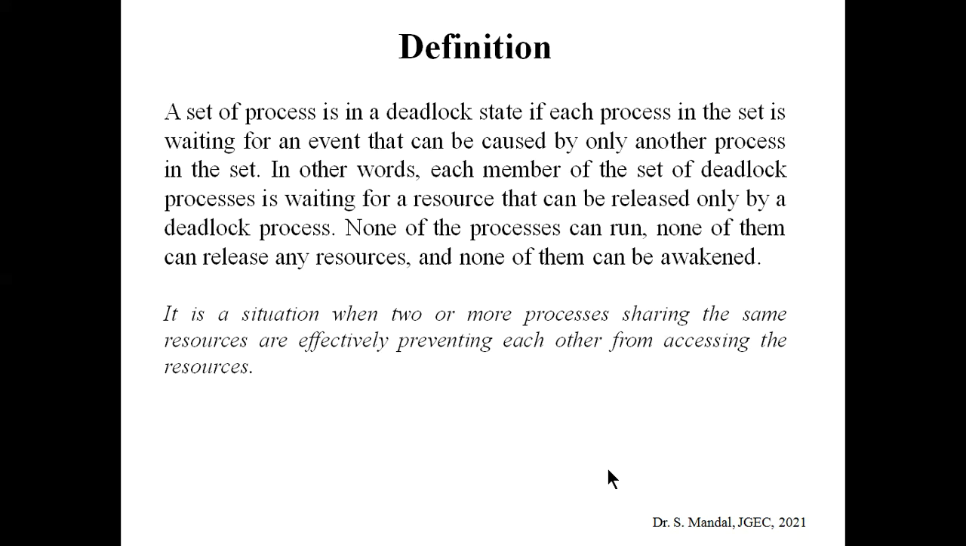In other words, each member of the set of deadlocked processes is waiting for a resource that can be released only by a deadlocked process. When the deadlock occurs, none of the processes can run, none of them can release any resource, and none of them can be awakened. So we need to terminate the process or resources. Thus we can define deadlock as a situation where two or more processes sharing the same resources are effectively preventing each other from accessing the resource.